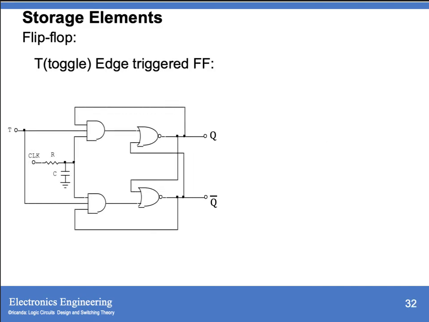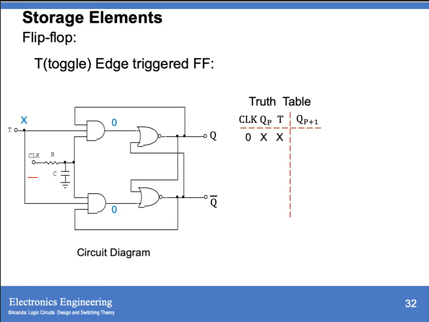For the edge triggered, you have this one. You have an RS connected to your clock. If your clock is equal to 0, whether your previous Q is 0 or 1, as well as your T, 0 or 1, then there is no change. If your clock is equal to 1, both previous Q and T either 0 or 1, then there is no change. If your clock is going down, whether your T is 0 or 1, or your previous Q is 0 or 1, this is also no change.